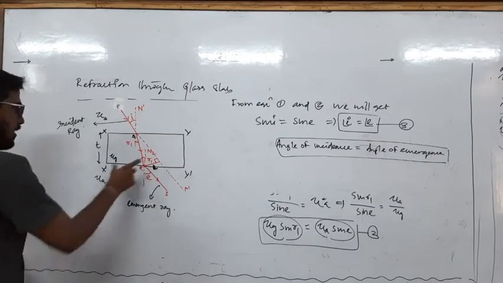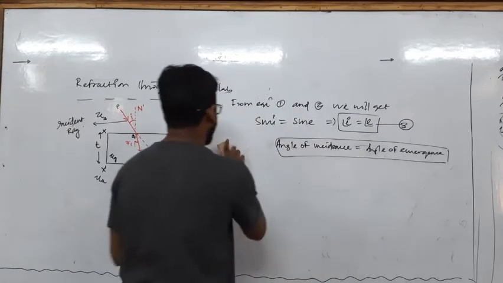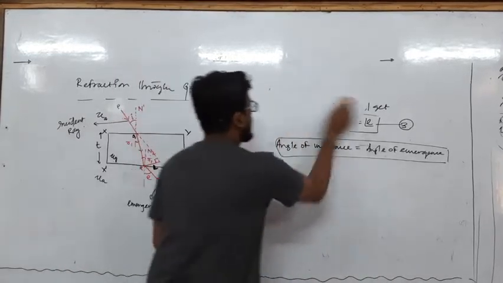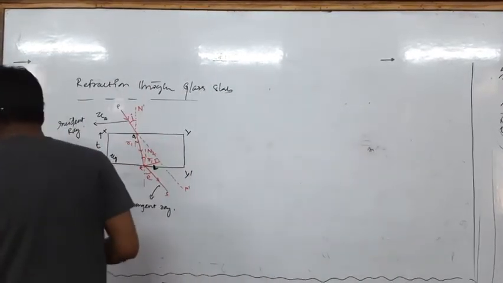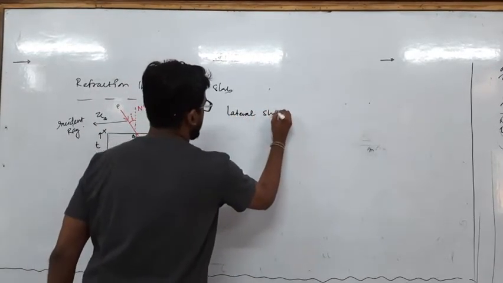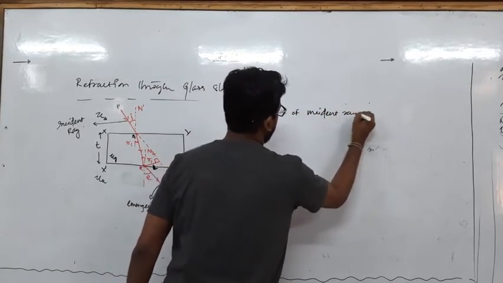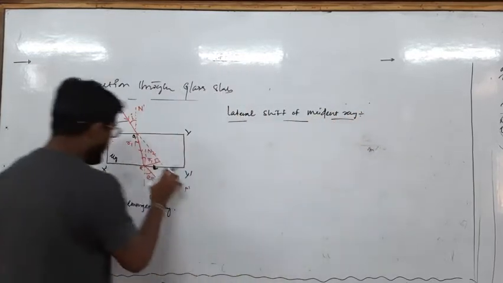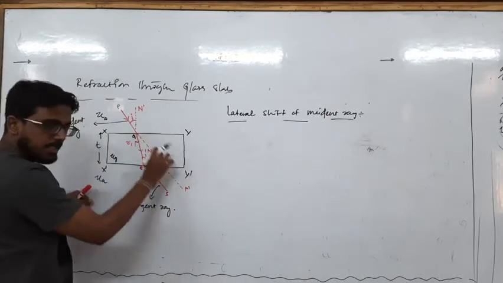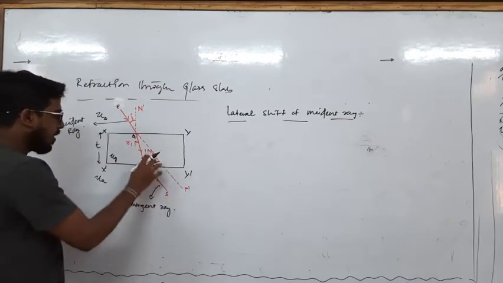Now we have to find out what is the value of the lateral shift. That means how much the emergent ray gets shifted from the initial path of the incident ray. So for the lateral shift of the incident ray, here this length L, the perpendicular distance between the path of the incident ray, that is PP', and the emergent ray RS, is known as the lateral shift. So how to find out the lateral shift?